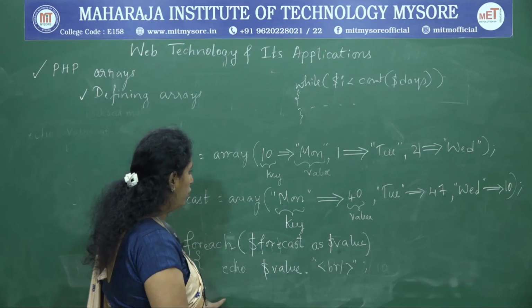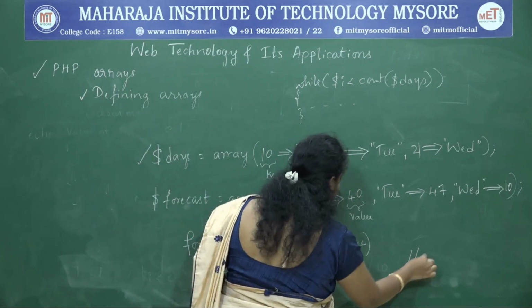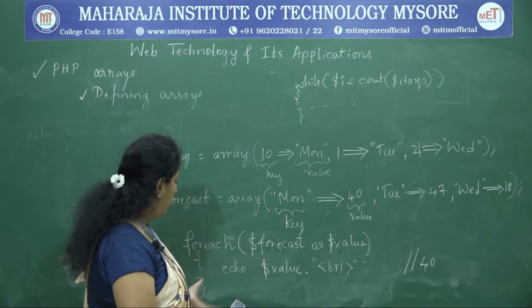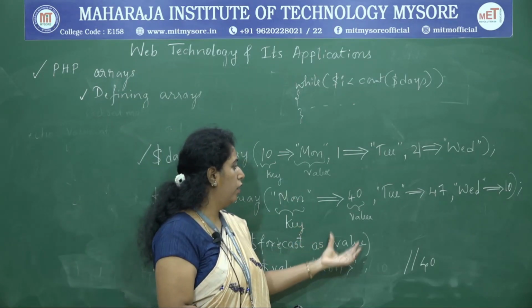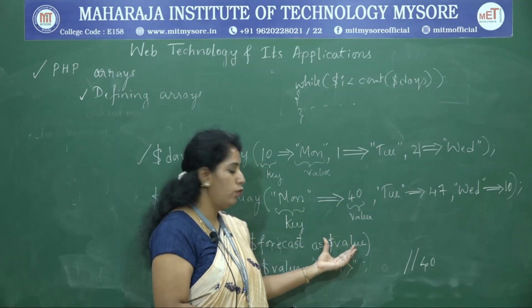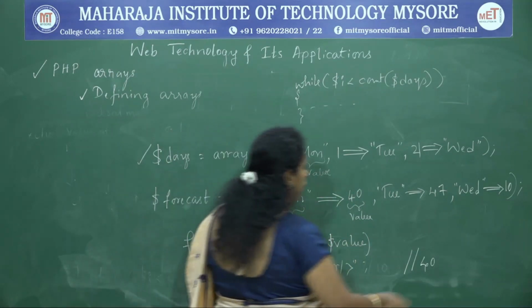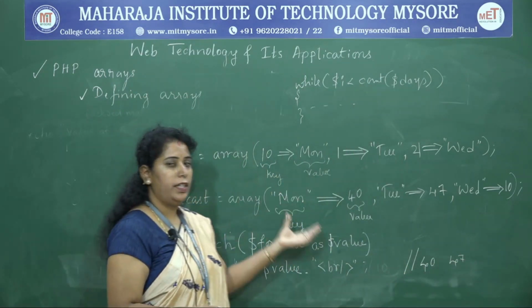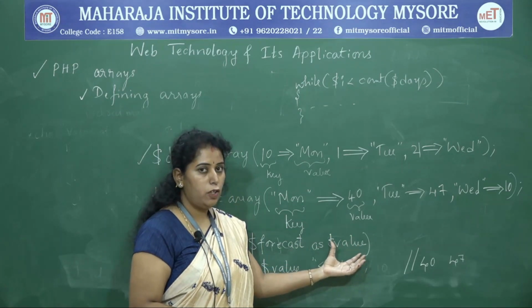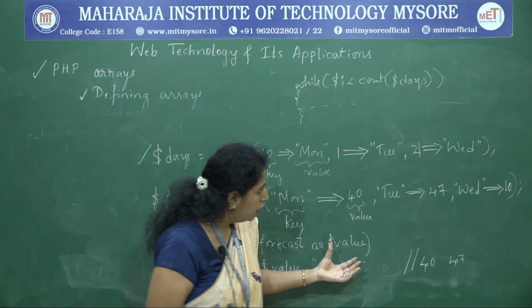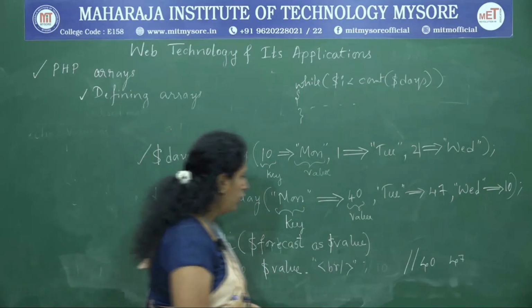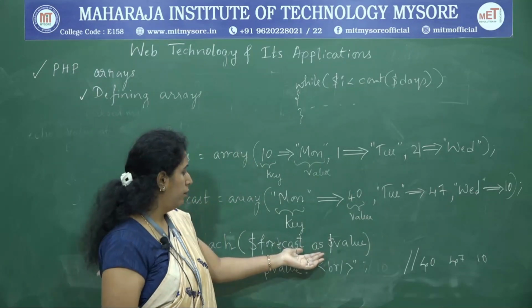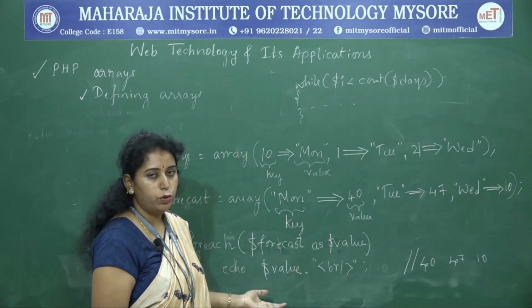See what it outputs now? It outputs 40. Then this is foreach. What happens? It fetches the second element of an array that is stored in value. The next value gets printed, that is 47. Again it fetches the next element of an array and stores it in the variable called value. So that is 10. So 10 gets printed on the screen. Then no more elements are there in an array. So finally it comes out of the loop.